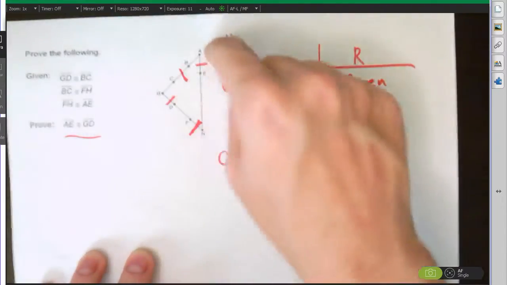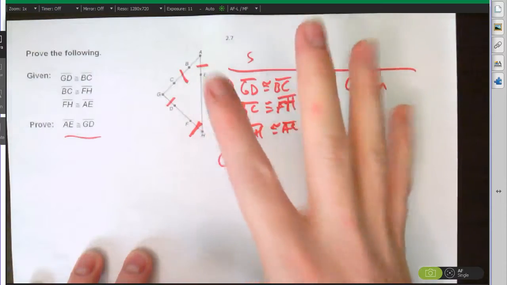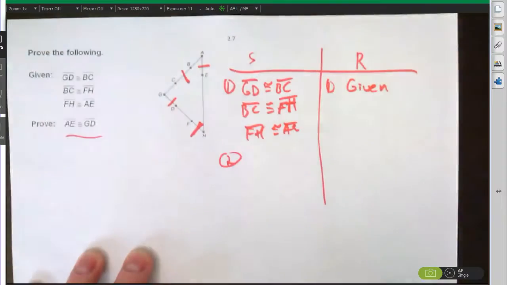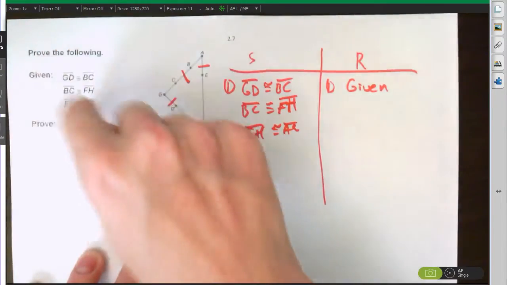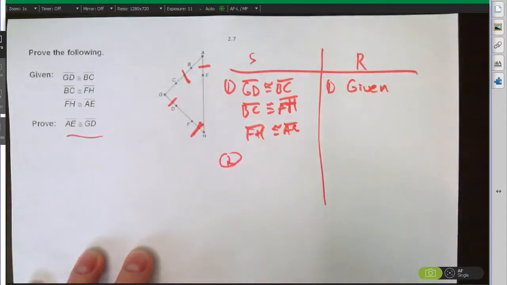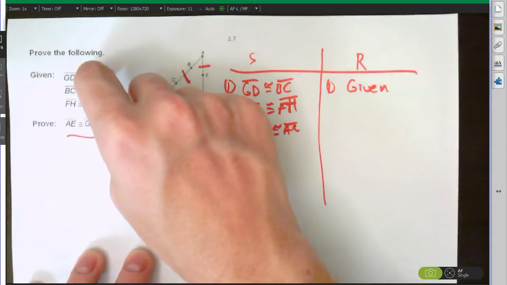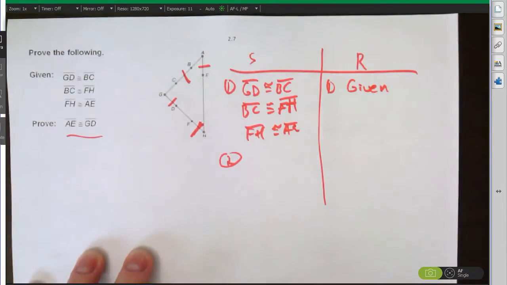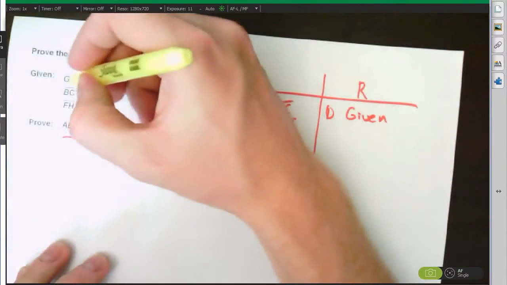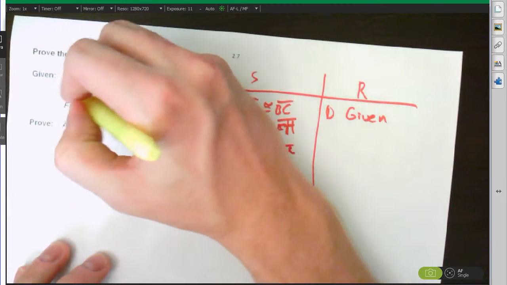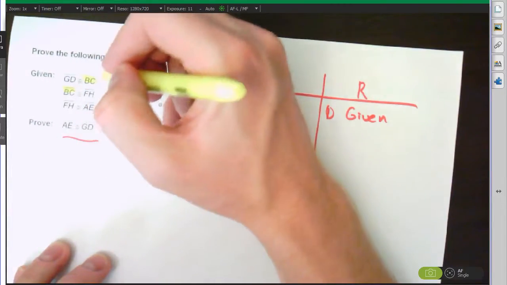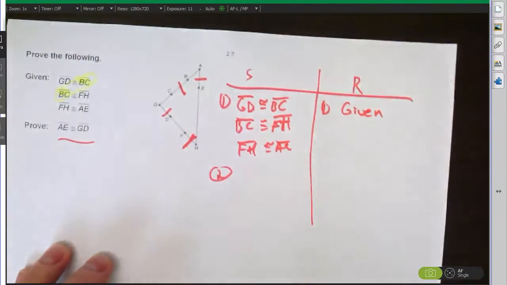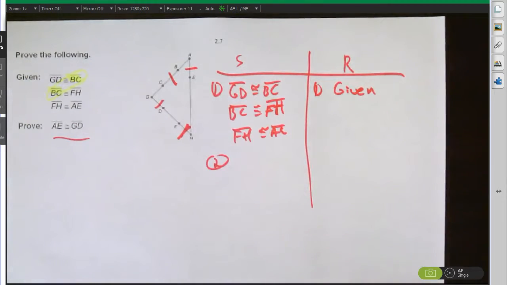I can see I've gotten through all of them, I marked them, that they're all the same length. However, I've got to try to somehow tie GD to AE. The problem is GD doesn't get me to AE. What GD does do is it gets me to BC, because those are congruent, and BC is congruent to FH as well. So, since GD is congruent to BC, and FH is congruent to BC, oh, guess what? By the transitive property, I can say GD is congruent to FH. So that's step two.